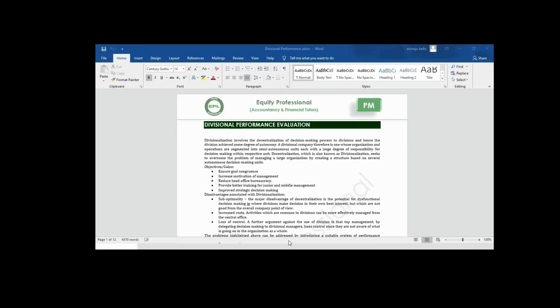Our class tonight on performance management, we shall be looking at divisional performance evaluation. Now, a brief introduction into this topic. The topic is about evaluating the performance of divisions.